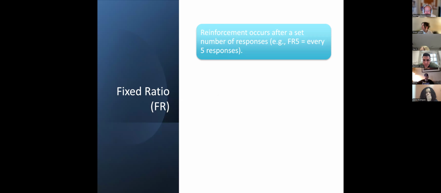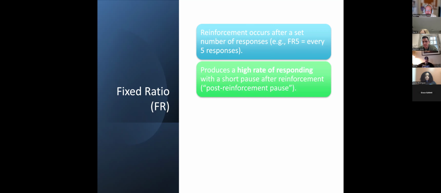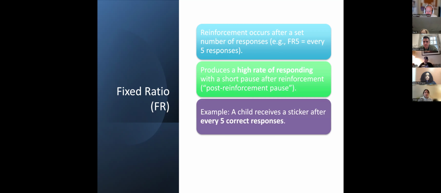So reinforcement occurs after a set number of responses. An example here is the FR5, or the fixed ratio 5. Every 5 responses, we're going to deliver reinforcement. It produces a high rate of responding with a short pause after reinforcement, and that's just called the post-reinforcement pause. An example here is a child receives a sticker after every 5 correct math problems that they answer. And this could have a reinforcing effect on them answering math questions.